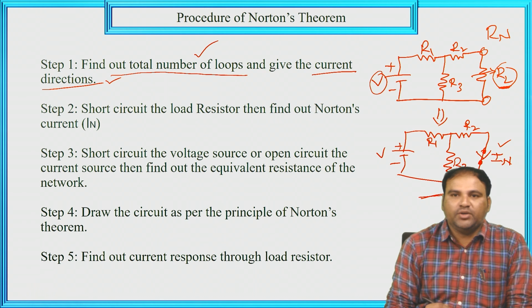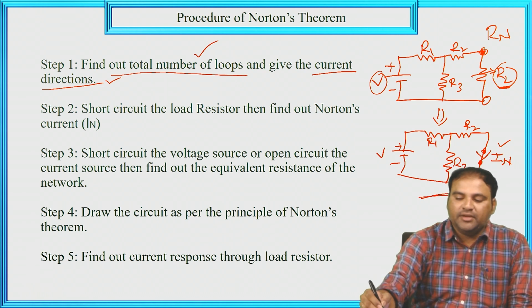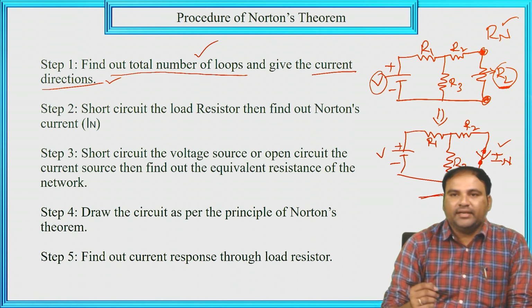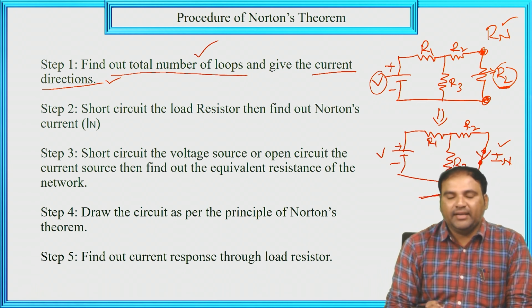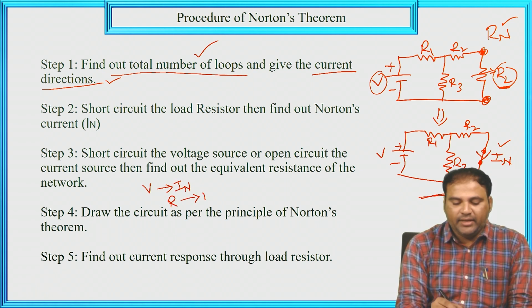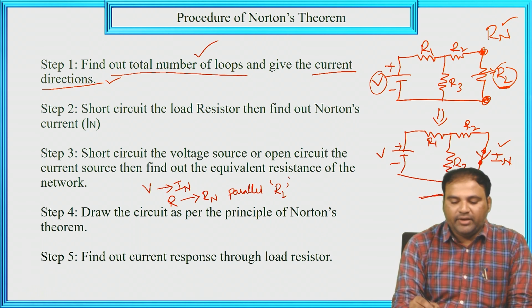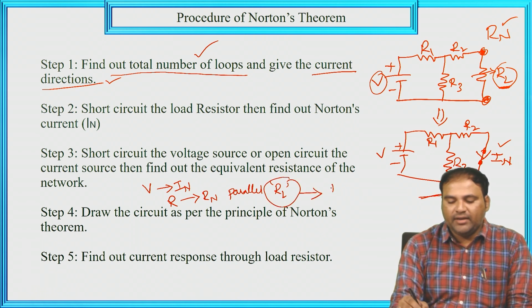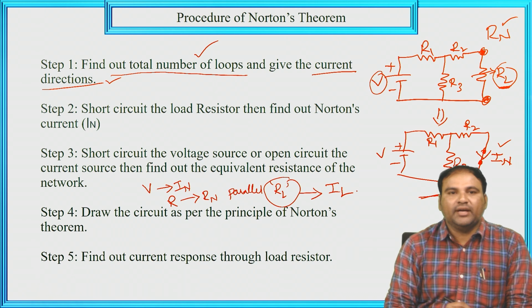Now across the given two terminals, we need to calculate the Rn, that is Norton resistance Rn. And finally, according to the statement of Norton's theorem, the total voltage V is replaced by Norton's current and the total resistance R is replaced by Norton resistance in parallel with load resistor RL. Now across this load resistor RL, we have to calculate the IL value, that is load current value. Okay, that is the procedure of Norton's theorem.